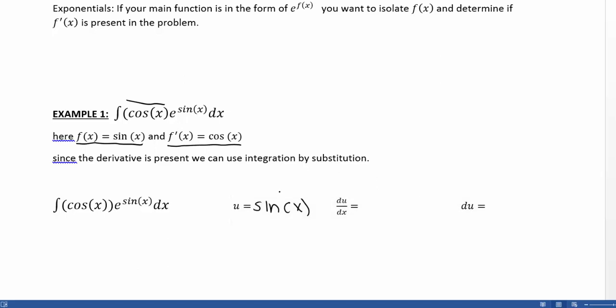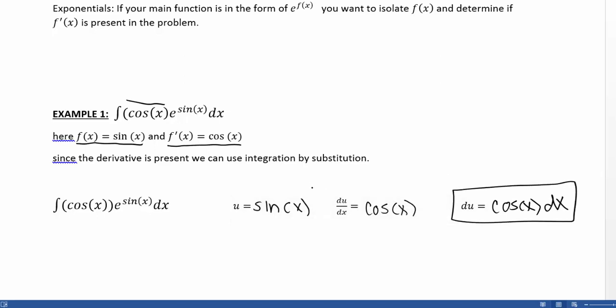Now that I have my u, I need to take the derivative. So du dx, the derivative of sine, is cosine. And so my du is going to be cosine x dx. I'm multiplying up the dx. So these are the two pieces that I need, my u and my du, in order to do my substitution. This du dx is sort of a middle step just to get over to du.